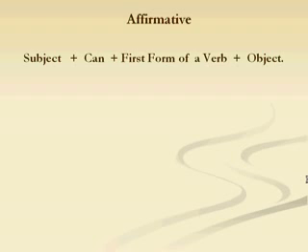Okay, now we look at the structures. As I always tell you, structures are really very important, but they keep secondary importance, right? Now the affirmative structure of can is subject plus can, then the first form of a verb, that's the action verb or main verb, and then your object.